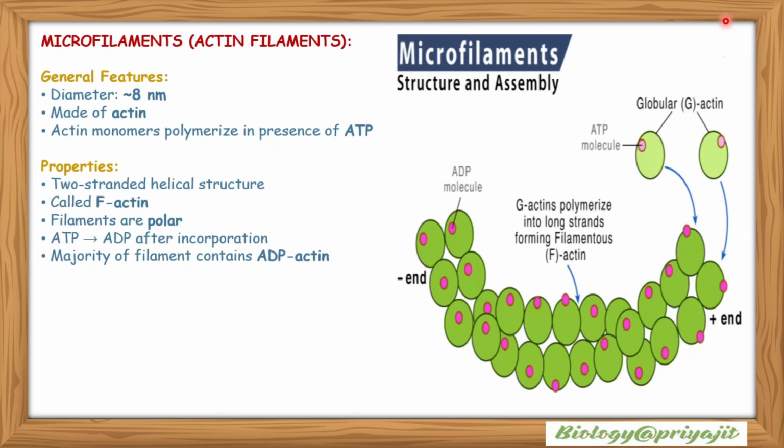Microfilaments. This image shows the assembly of microfilaments. The diameter is approximately 8 nanometer. It is made up of actin protein. The actin monomers polymerize in the presence of ATP. Properties: two-stranded helical structures are there, which are called F-actin. The filaments are polar. When ATP is converted into ADP after incorporation, the majority of the filament contains ADP-actin.